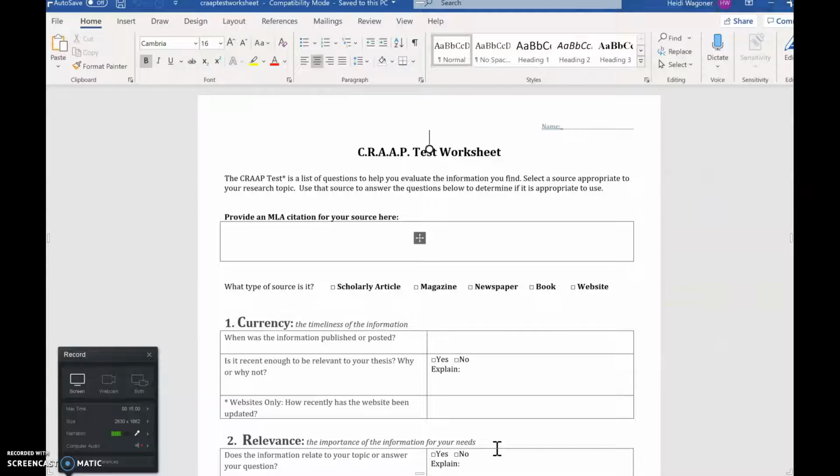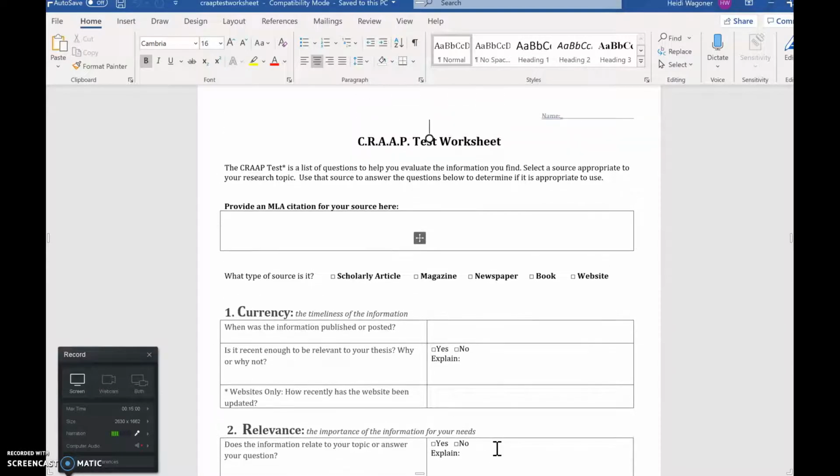So once you've found some articles from your opposing viewpoints or somewhere else from the library, you want to go through and determine its credibility. So what you're going to do is choose one of those articles. You're going to put your MLA citation here.